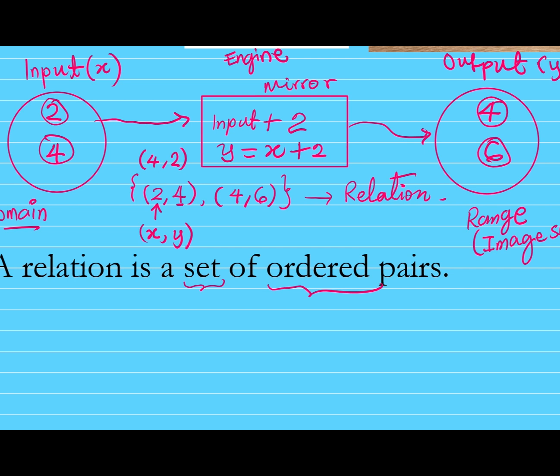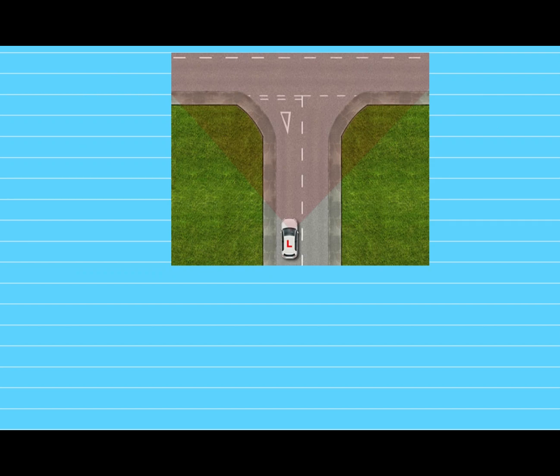The next thing we want to do is to explain when a relation is a function, because this doesn't happen always. When is a relation a function? Okay, so imagine that you arrive at this road. Where do you go? Left or right?